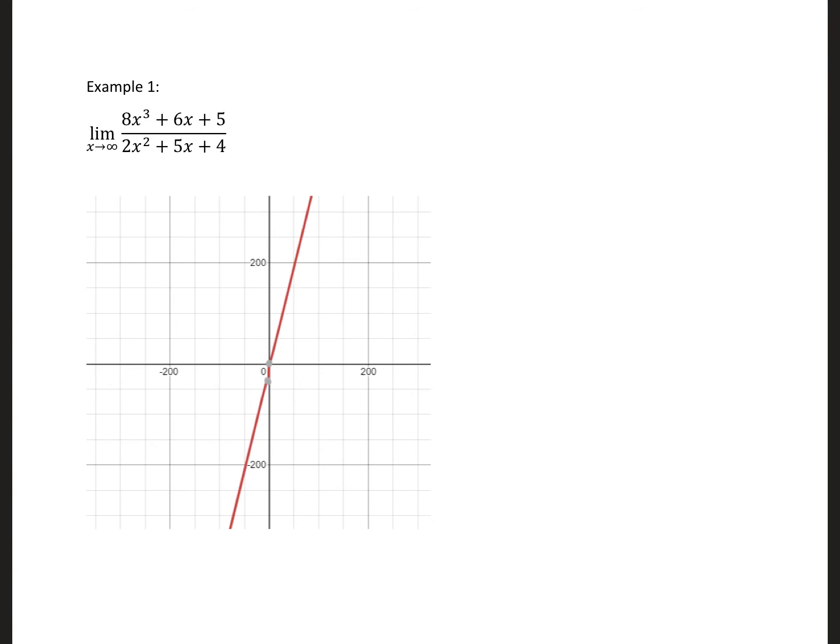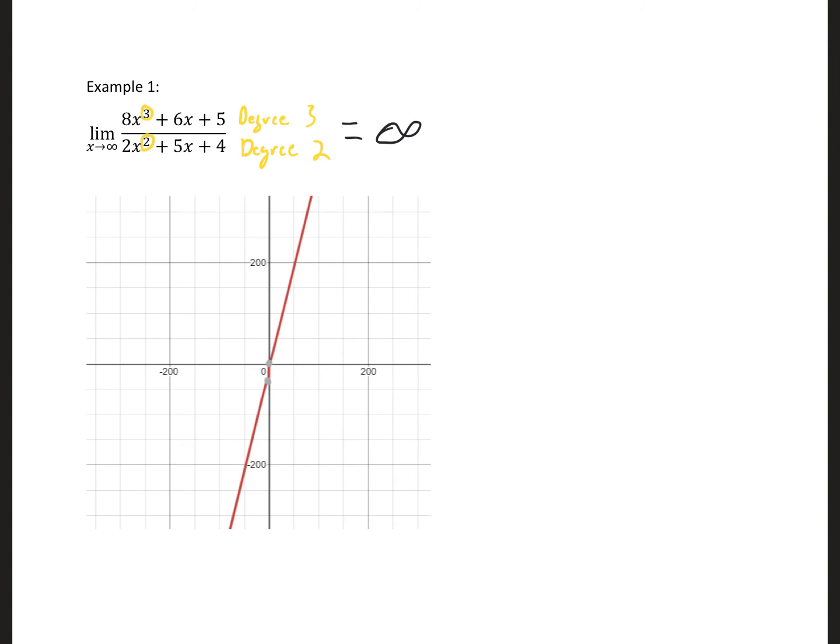So we're going to look at an example of each one of these scenarios. The degree we will talk more about in future videos, but it's essentially equal to the largest exponent associated with that polynomial term. So this has a degree of 3, and this has a degree of 2. That means this limit should go to infinity.